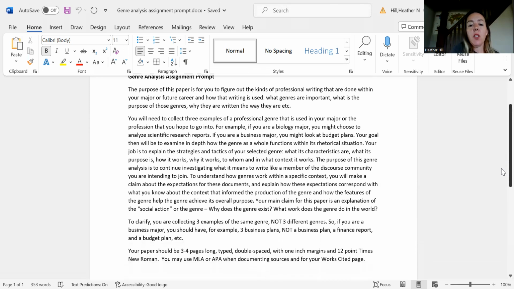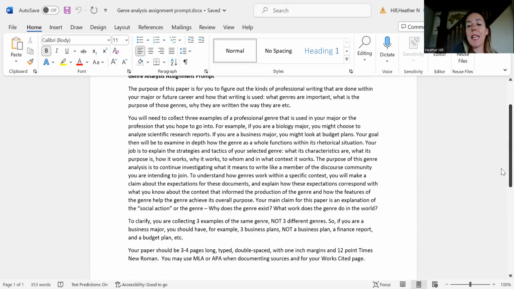To clarify, you are collecting 3 examples of the same genre, not 3 different genres. So if you are a business major, you should have, for example, 3 business plans, not a business plan, a finance report, and a budget plan, right? Those are 3 different genres. We want 3 examples of the same genre. Your paper should be 3 to 4 pages long, typed, double-spaced, 1-inch margins, all of that stuff. You can use MLA or APA if you're documenting sources and for a works cited page.